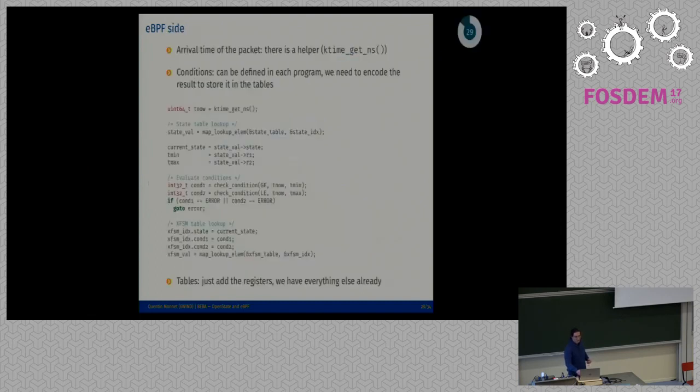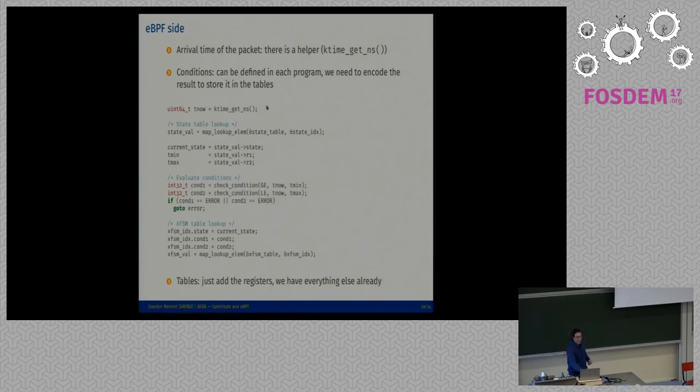So on the eBPF side, we have nearly everything we need already. We need to add those registers, those conditions. Also, for the token bucket, we need the arrival time of the packet. There is an in-kernel helper for this, so it's quite useful. And the conditions can be defined in each program.